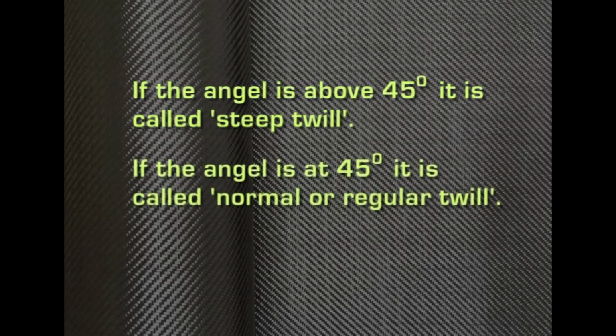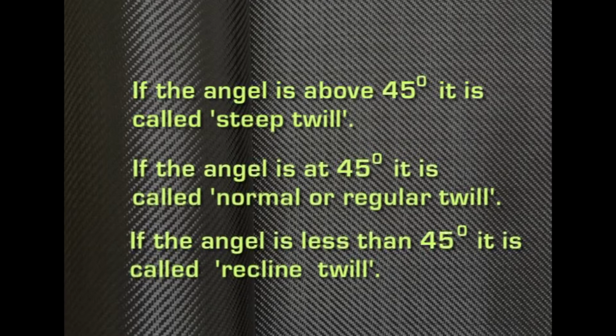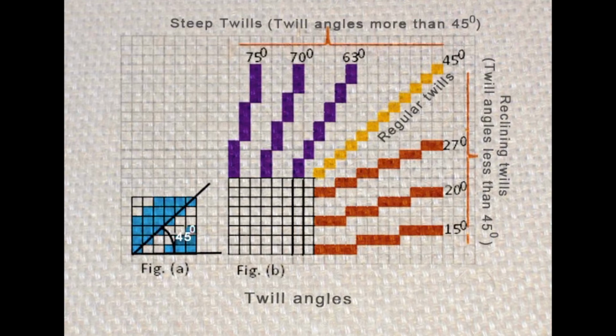And if the thread count is too low, then the wales will become lesser than 45 degrees in angle. Accordingly, if the angle is above 45 degrees, we call it a steep twill. If it makes a 45 degree angle, it is called a normal or regular twill, and if it makes less than 45 degrees, then it is called a reclined twill weave. Reclined twill weaves are not as strong when compared to steep and regular twills. The regular twill is the most wanted type of twill weave.